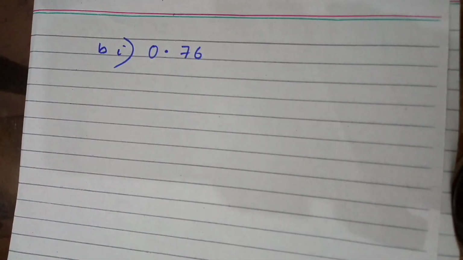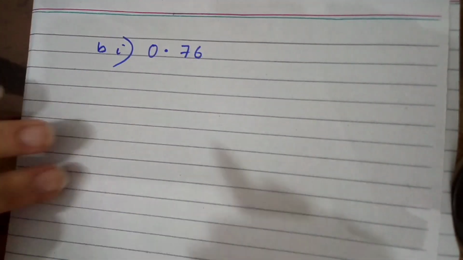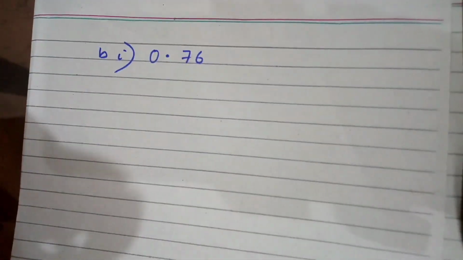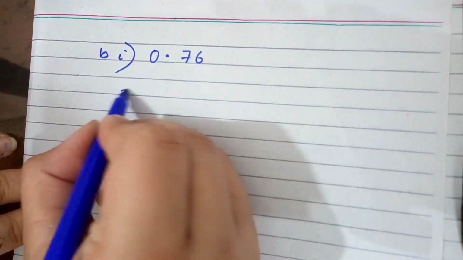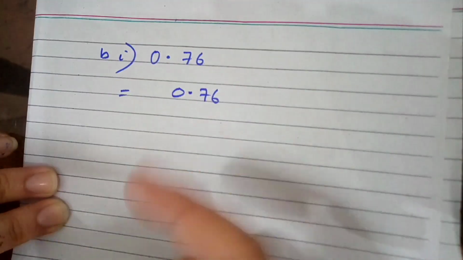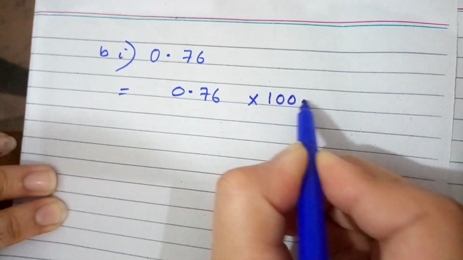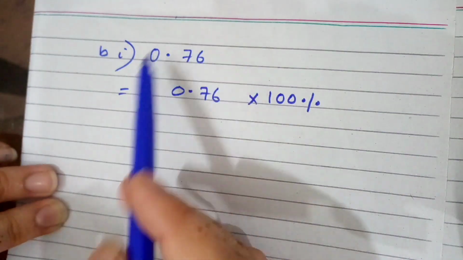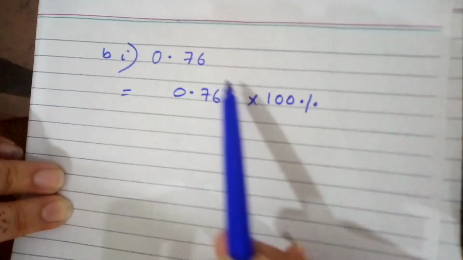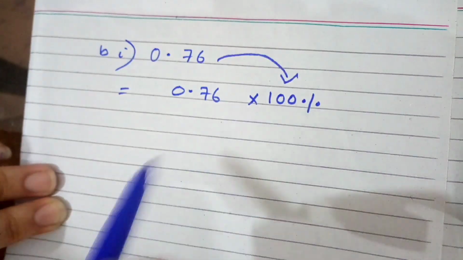Now we have question B. Express each of the following decimals as a percentage. Now we convert this decimal into the form of a percentage. To convert anything to a percentage, what is the first condition? We have to multiply this term with 100 percent. Look at the question, there is no percentage sign. That means this is a simple term and we have to convert this term into a percentage. To convert this term into a percentage, we have to multiply this term with 100 percent.